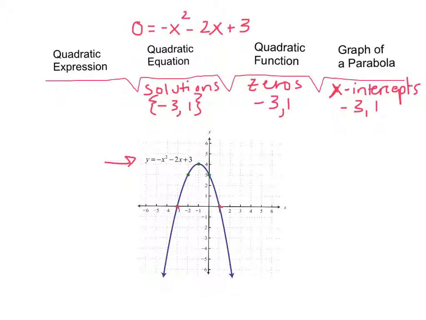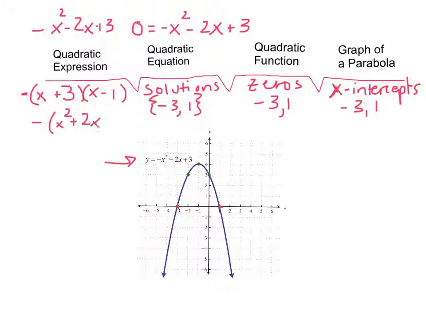And finally, a quadratic expression, which is just this side, has factors. In this case, those factors are x plus 3 and x minus 1, if we factor it. And what I did is I took out the negative. Let me do that real quick. Took out the negative sign, gave me x² plus 2x minus 3. Factors of -3 that add up to 2 would be +3 and -1. And that's how we get that factored form.